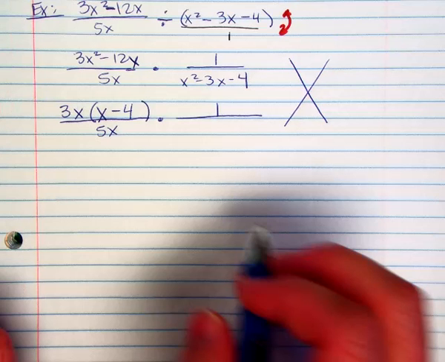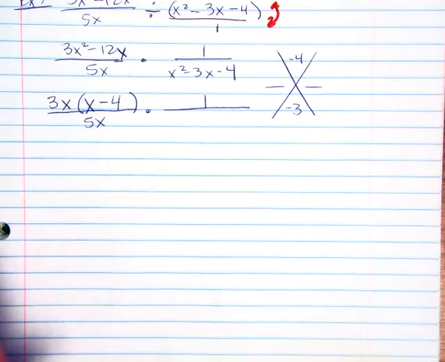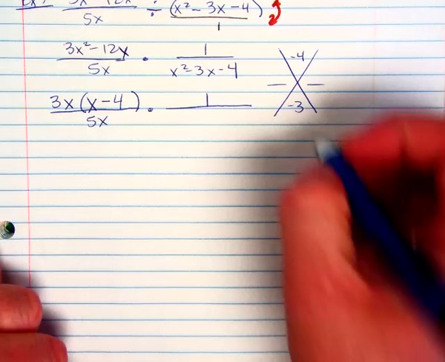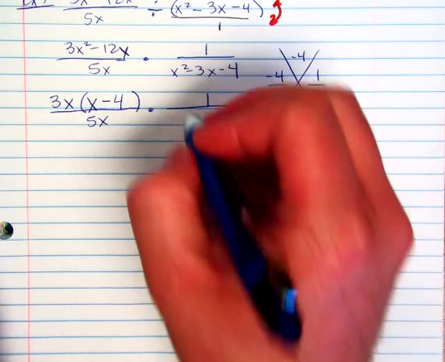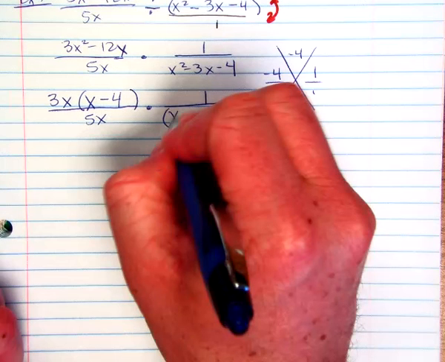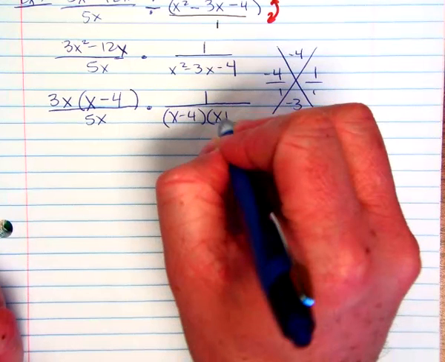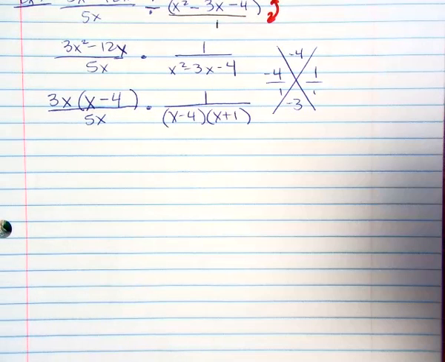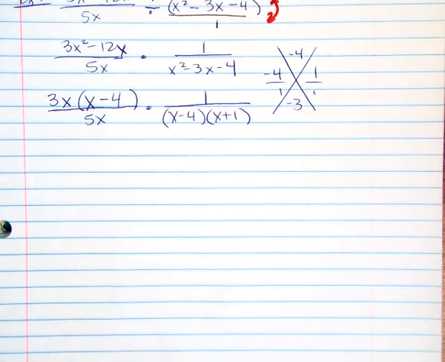I am multiplying to make negative 4, but I'm supposed to add to make negative 3, which would be negative 4 times 1. So I'm going to have 1x minus 4 and 1x plus 1. We have now factored absolutely everything.